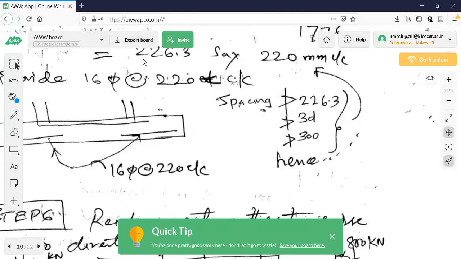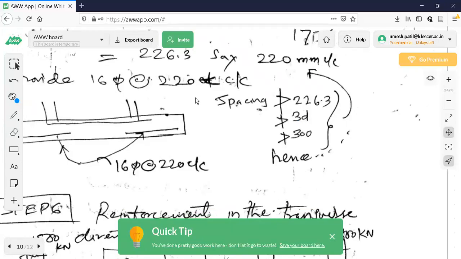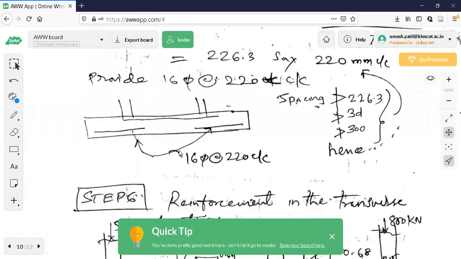It is written here. Whatever is given here, I will write it here. It should not be more than 3D, 3 into 680, or should not be more than 3. So whatever value I have selected here, 220, is less than all the three values. So 220 is okay. Now how is the reinforcement provided?